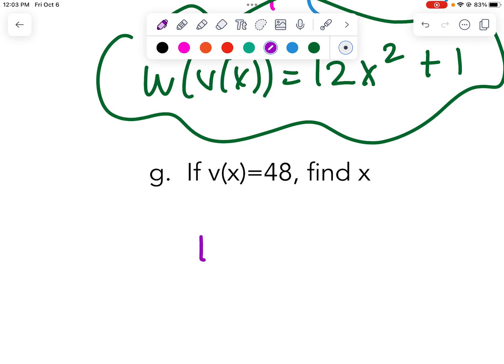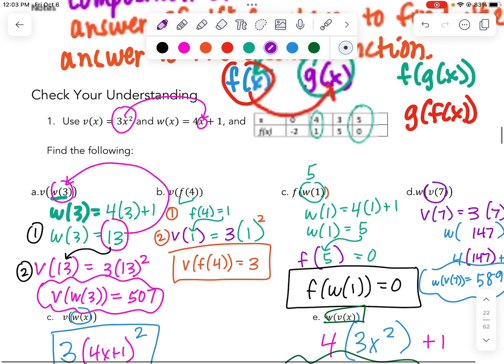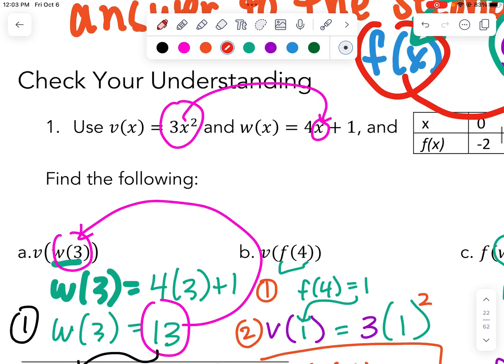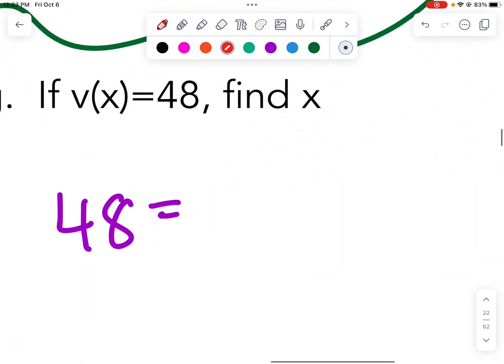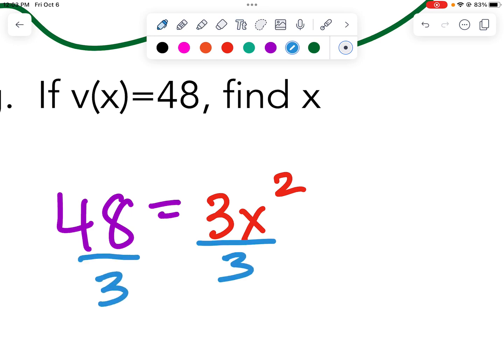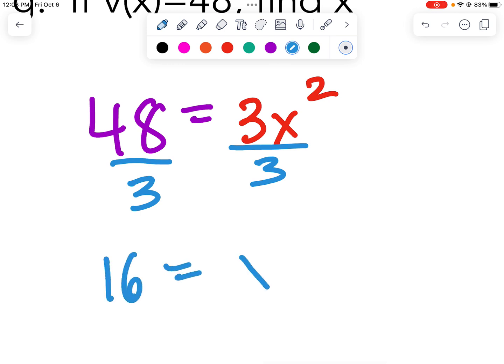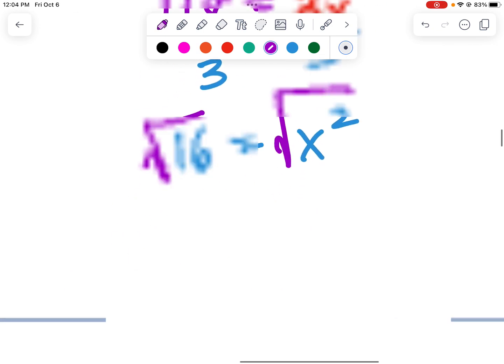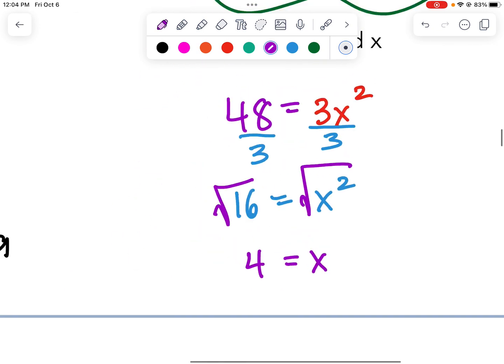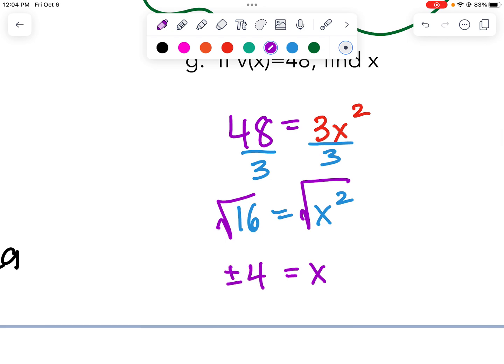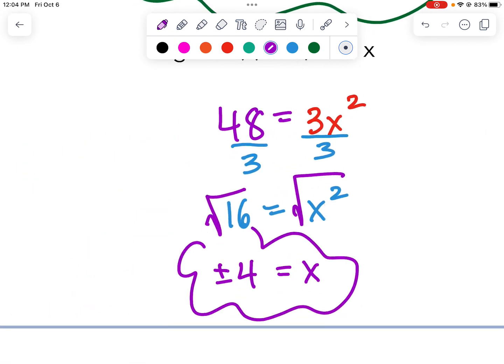How about this one? When the output's 48, what's the input? And the v of x function is 3x squared. Okay. So the output is 48. We want to know what x value would be the input to get that answer. Let's solve the equation. We'll divide by 3. 48 divided by 3 is 16. So you have 16 equals x squared. We take the square root, and we get x equals 4, but also negative 4 would work as well, because if you square it, it would be positive. So there's two answers here, 4 and negative 4.